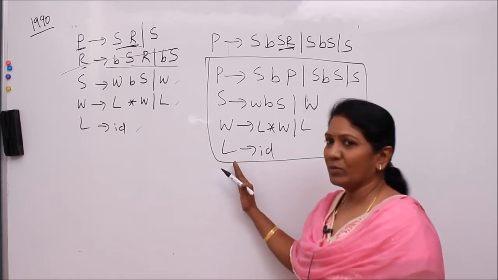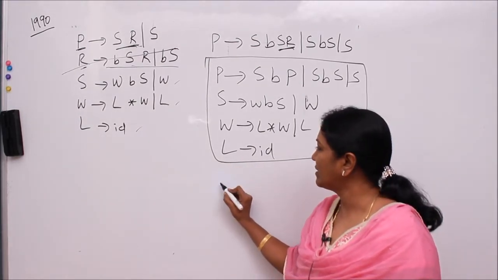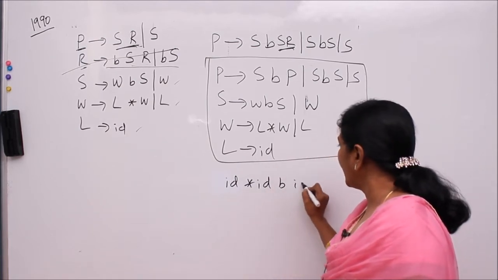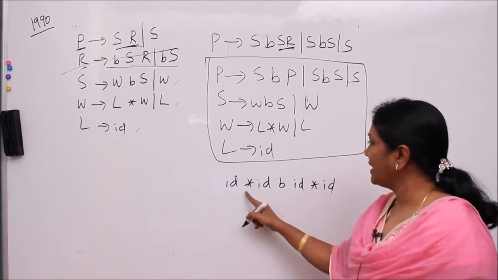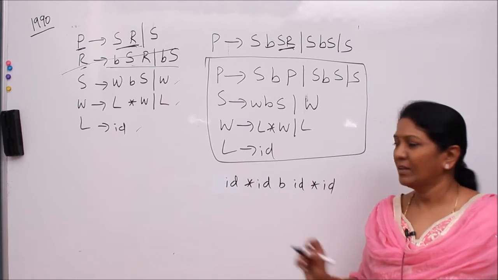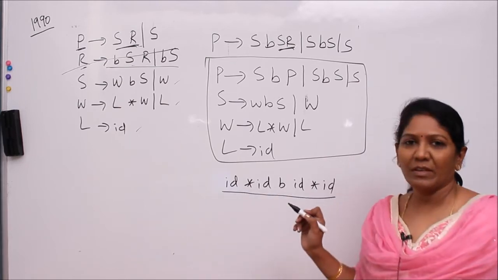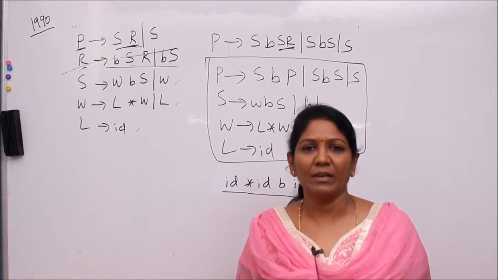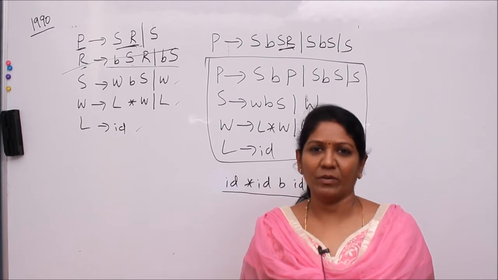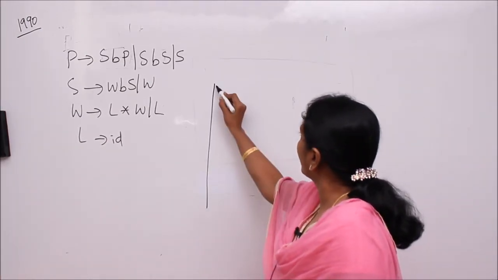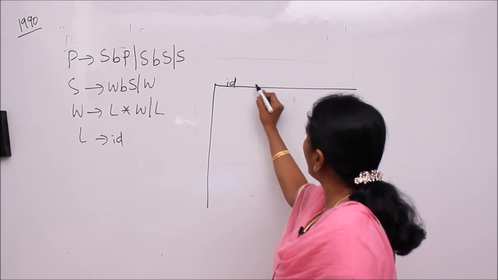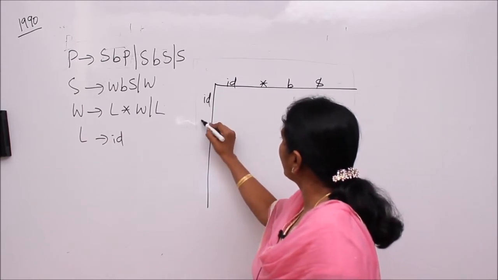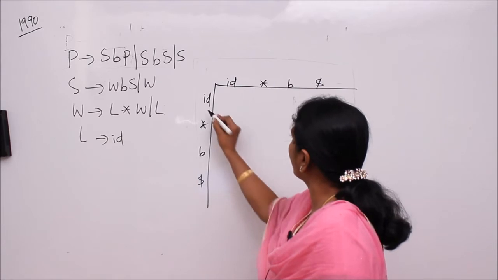Now once we have this, the second part of the question says: use this grammar and define the parsing table for parsing input expressions of the form something like ID star ID blank ID star ID. So to parse this input string by the parsing algorithm, naturally we require the precedence relation table. So let us prepare the precedence relation table here. Okay, let us construct the table. Terminals are ID star blank dollar, ID star blank dollar.